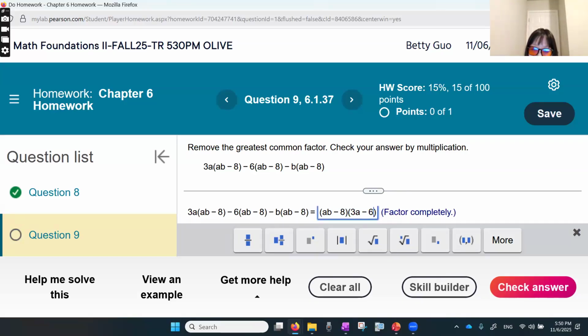Oh, did I enter wrong? Yeah, be very careful. What do you minus enter? B. 3A minus 6.